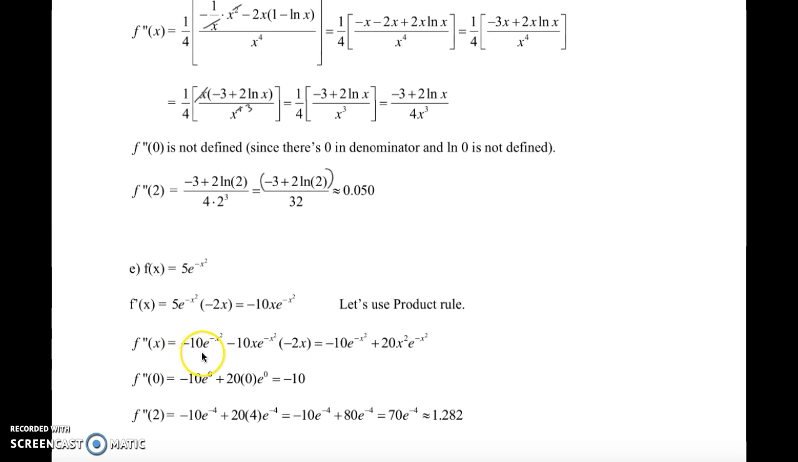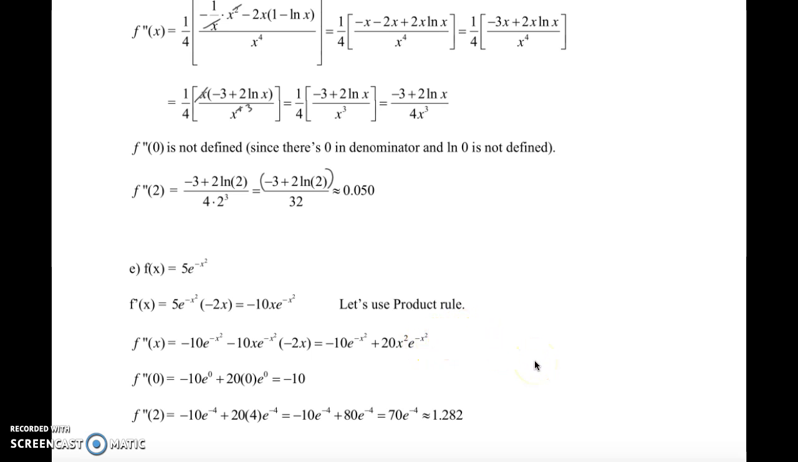So we have negative 10e to the negative x squared, and negative 10x e to the negative x squared times negative 2x. We get to put all of this together, and these two negatives are going to make a positive. So our first part is going to stay the same, negative 10 e to the negative x squared. And then we put all this together: negative 2 times negative 10 plus 20 x squared, because we have an x here and an x here, e to the negative x squared.